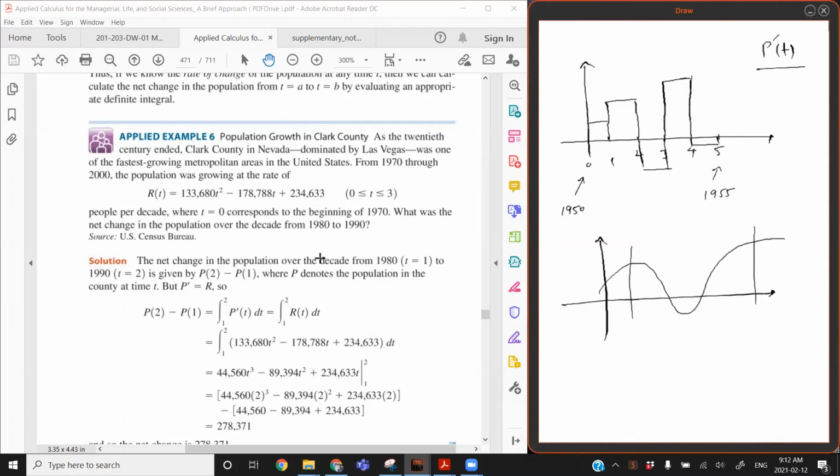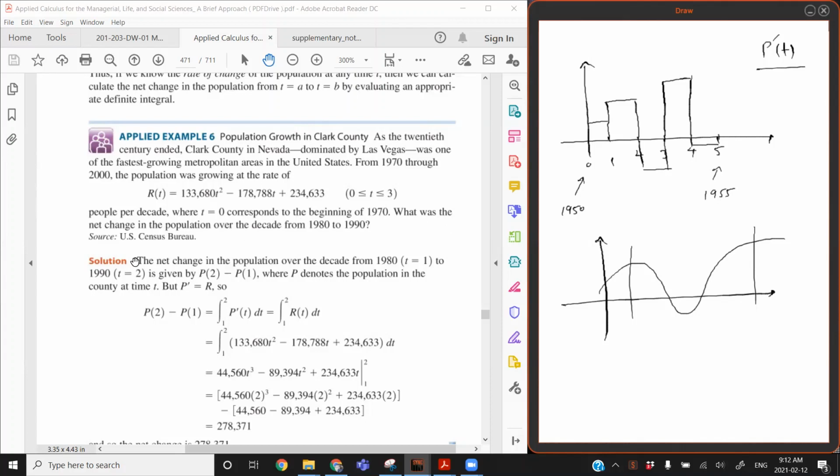So what you have here, R of T, is not the total population. This function does not give you the total population. What it gives you is the rate of change of the population, where 0 represents the year 1970 and 3 represents 2000. So T, the unit of measurement for time, is decade. T equals 0 corresponds to the beginning of 1970.